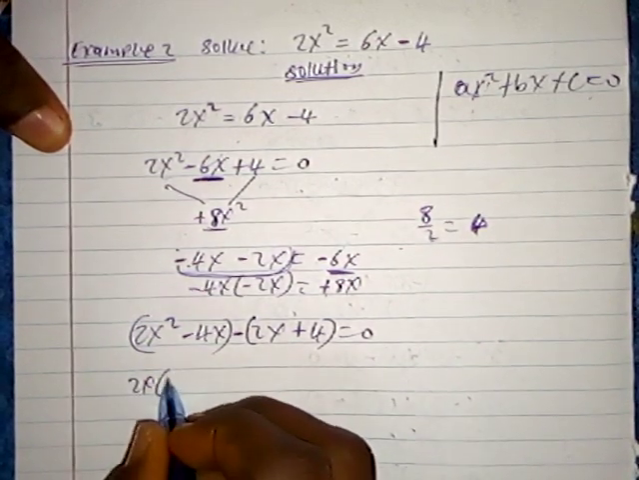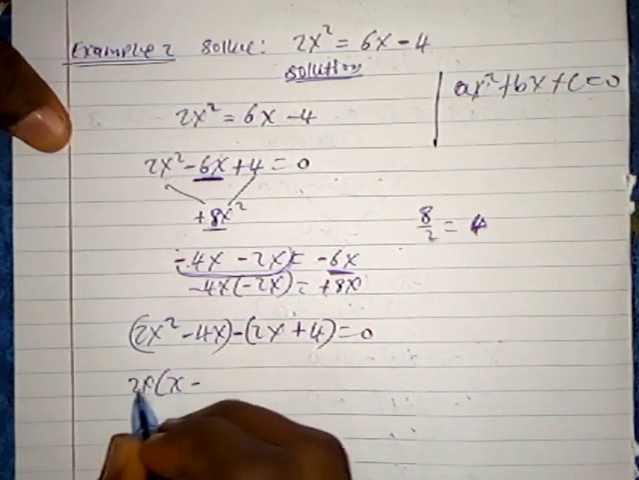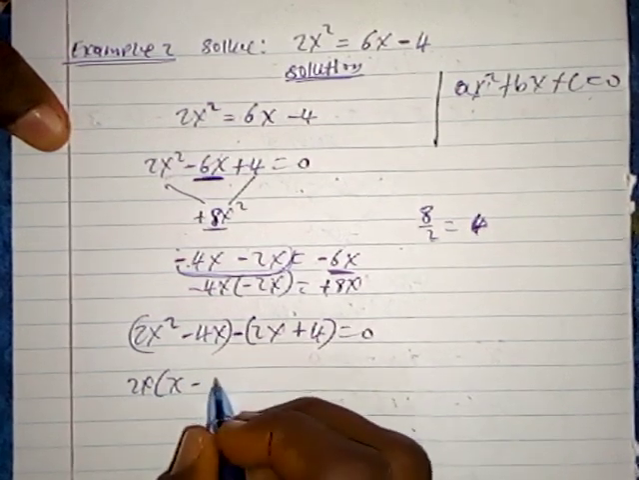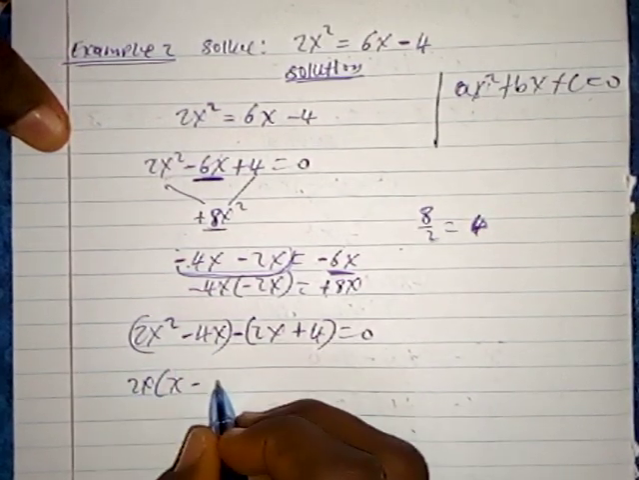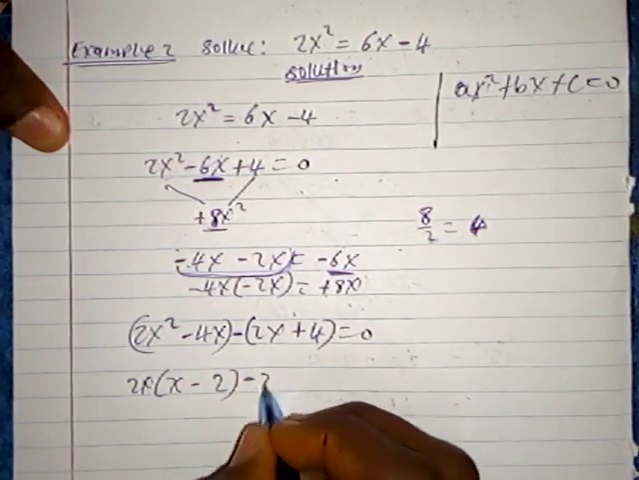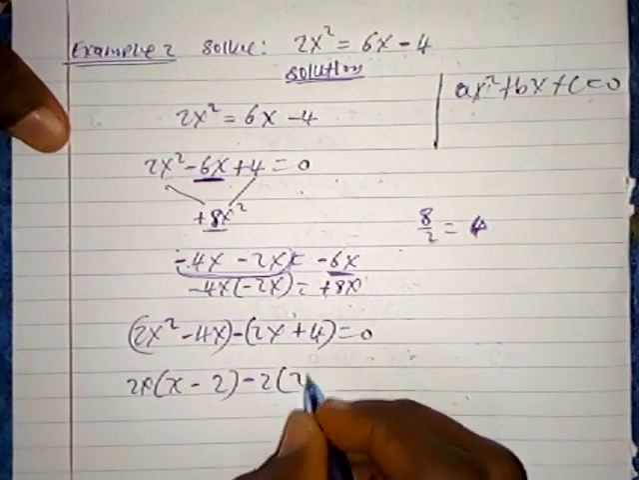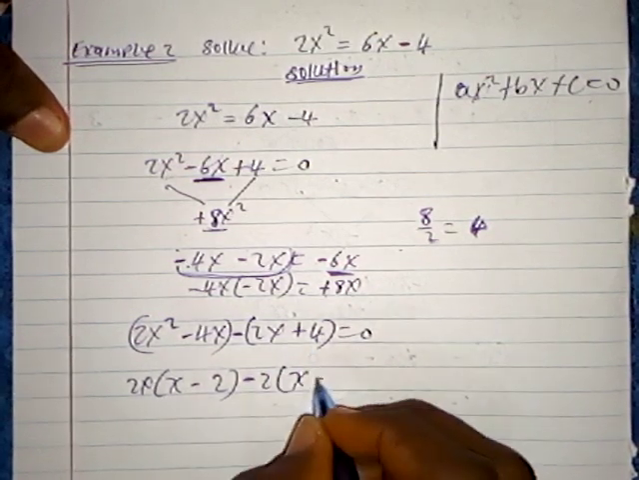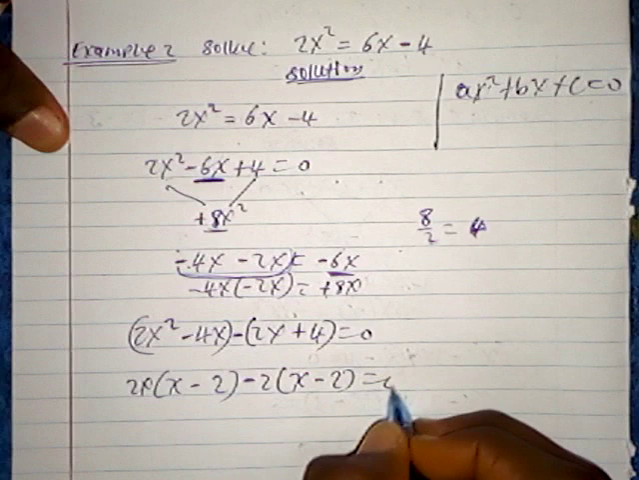2x into 2x squared is what? x. Minus 4x, 2x into 4x is what? It's 2. Right? Here the sign is minus. What is the common factor here? It is 2. 2 into 2x is what? x. Minus times plus is minus. 2 into 4 is 2, equals to 0.